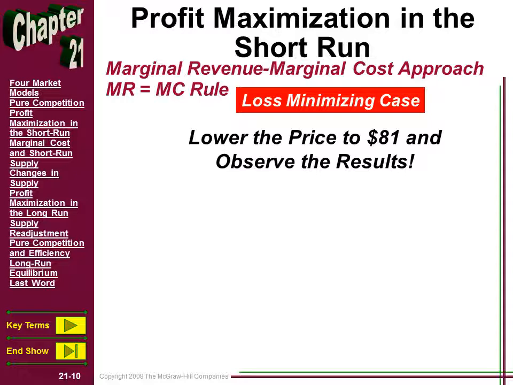Price has fallen to $81 per unit. Now remember, price is determined by the buyers and sellers, thousands of buyers, thousands of sellers. So we have no control over price as one single producer in a purely competitive situation. We can sell as much or as little at market price as we desire, but we're price takers, and at this point we're price takers at $81 per unit.